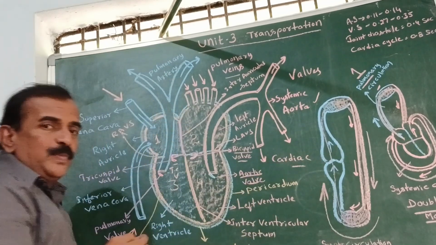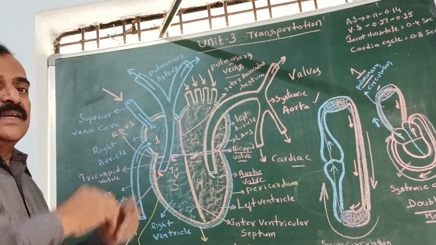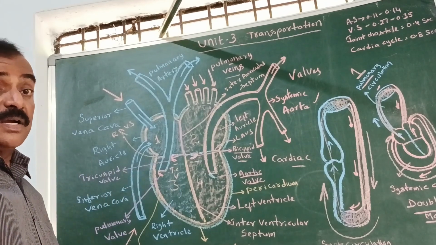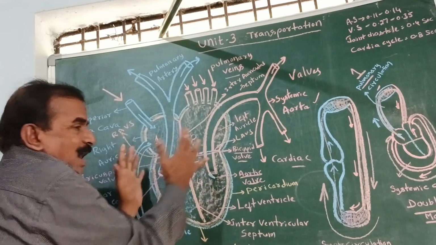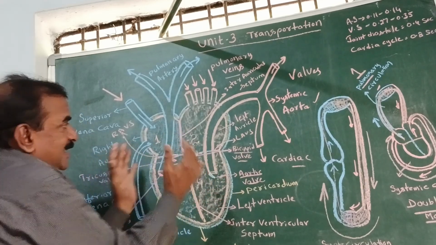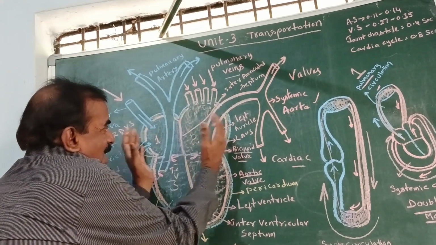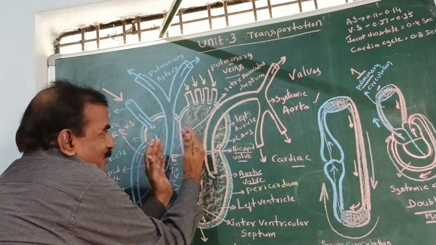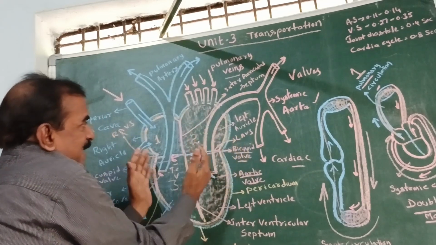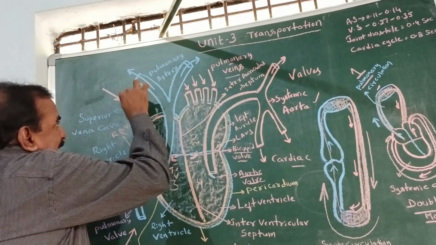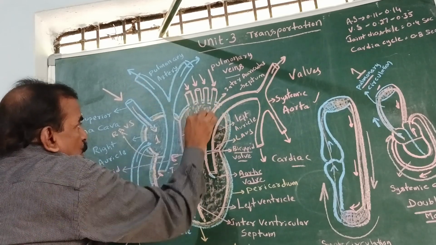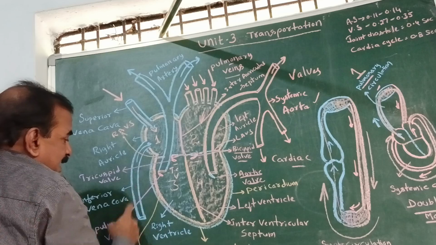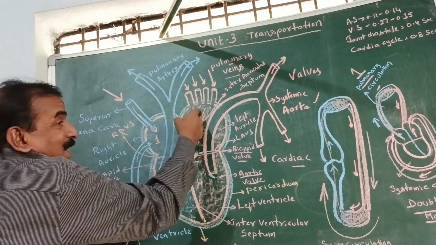So in examination you may ask a question like this: describe cardiac cycle with diagrams. Imagine, here the heart is in a relaxed state, in resting state. When it relaxes, the auricles and ventricles relax, and thereby blood is pumped to the heart through the superior vena cava and inferior vena cava and pulmonary veins.